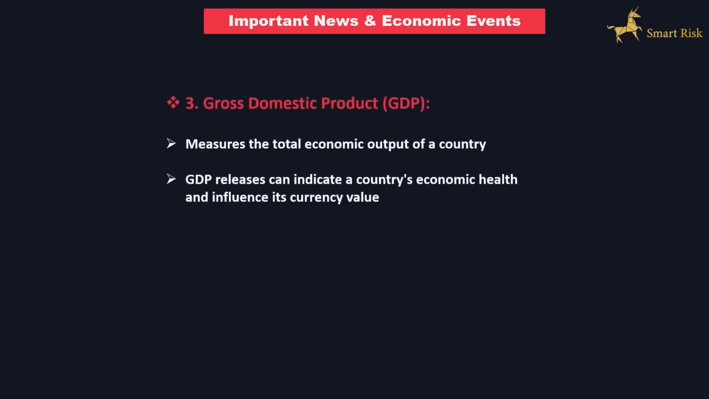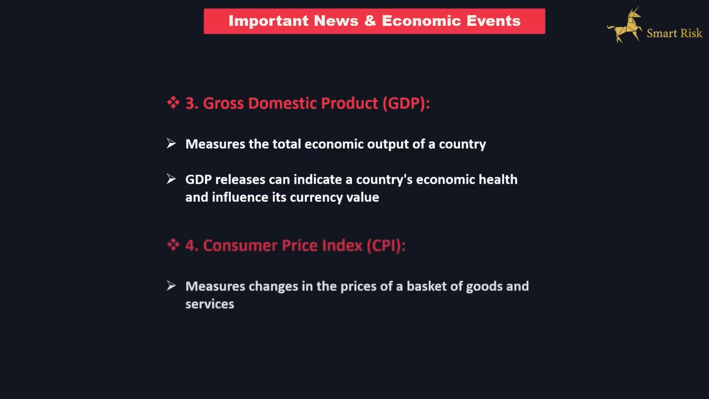Number 3 is gross domestic product, GDP, which measures the total economic output of a country. GDP releases can indicate a country's economic health and influence its currency value. And the next economic event is the Consumer Price Index, CPI. It measures changes in the prices of a basket of goods and services.